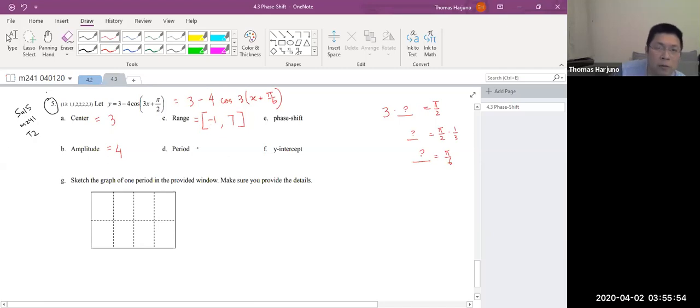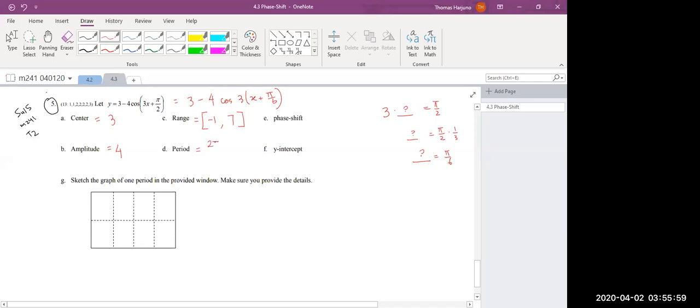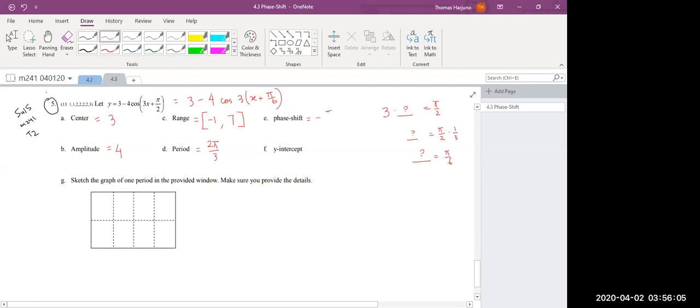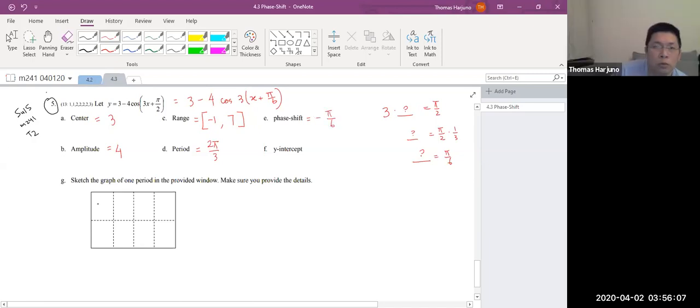How about the period? 2 pi over 3. And the phase shift is negative pi over 6. That's what we need to graph. 3 here, 7 here, negative 1 here, negative pi over 6. And 4. So this is pi over 2.